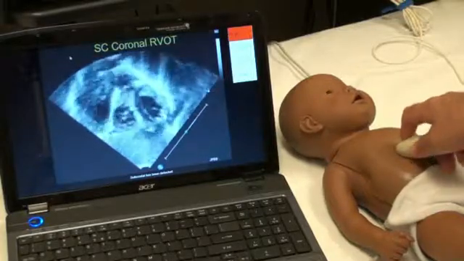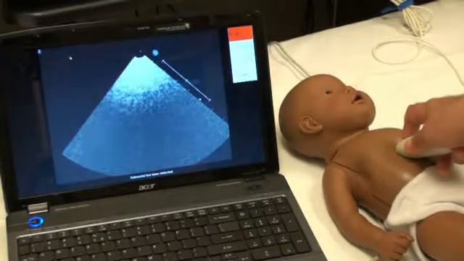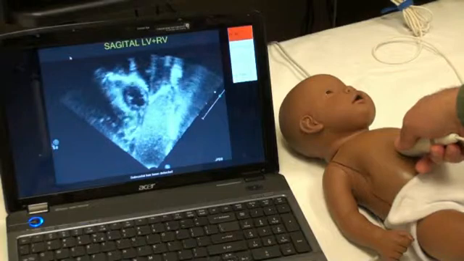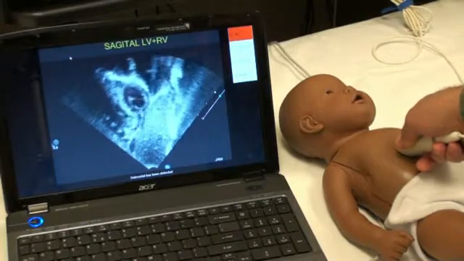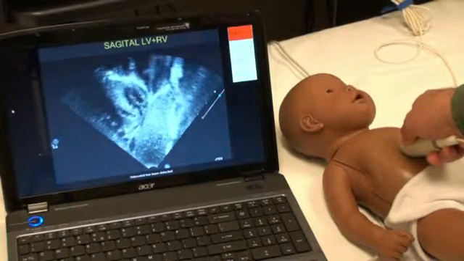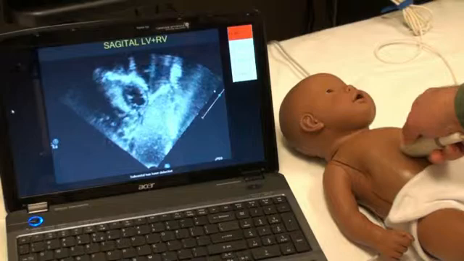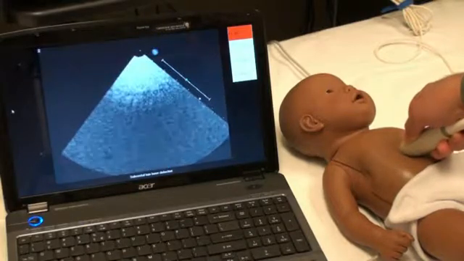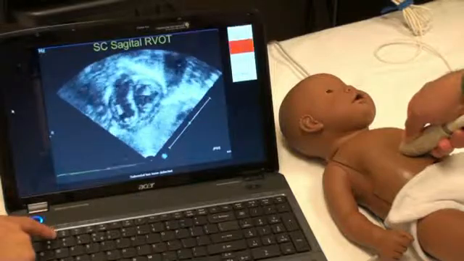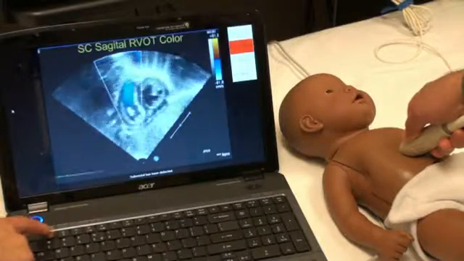At this point, rotating clockwise, the marker now is to the left leg. And we're going to start sagittal cuts from the apex. Sagittal cut at the apex. And then we sweep to the right side of the patient. We're going to bring in the RVOT and the pulmonic valve. Color flow.